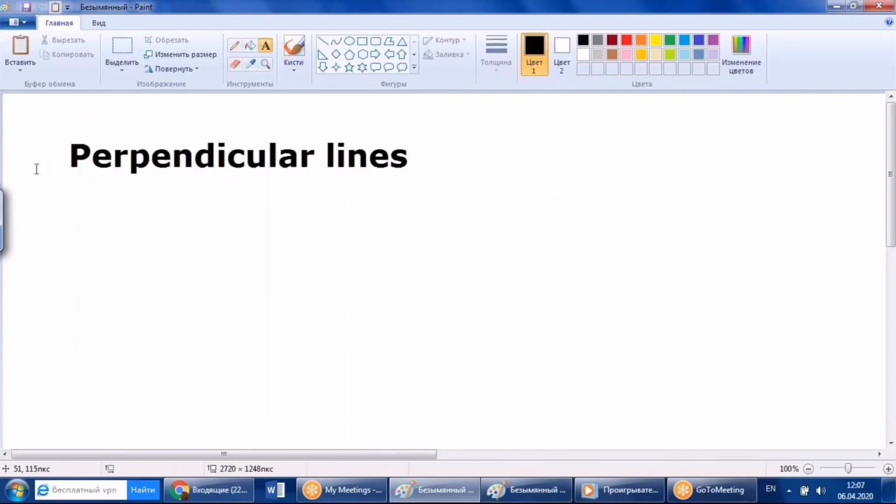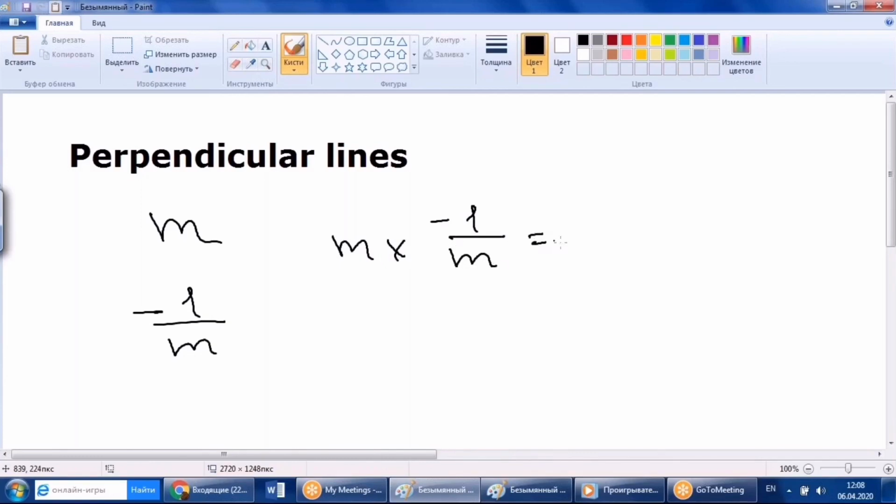Now we will talk about perpendicular lines. If the gradient of the first line is m, then the gradient of a perpendicular line is negative 1 over m. The product of the gradients of two perpendicular lines is negative 1. So m multiplied by negative 1 over m is equal to negative 1. So the property of perpendicular lines is m1 is equal to negative 1 over m2.